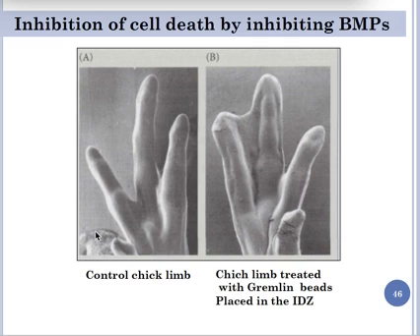In this experiment, we can see the control chicken limbs, so we don't have any webbing between the digits. And here we have a chicken limb treated with gremlin, and gremlin is an inhibitor of BMP. So if we inhibit the BMP by introducing beads expressing gremlin in these interdigital zones, we can see that the webbing will remain present between the digits and it cannot be degraded, since BMP activity will be stopped by gremlin, so that the apoptosis will be inhibited and we can see the webbing.